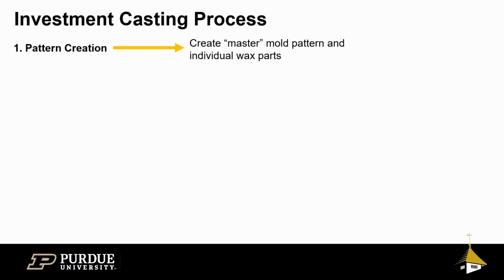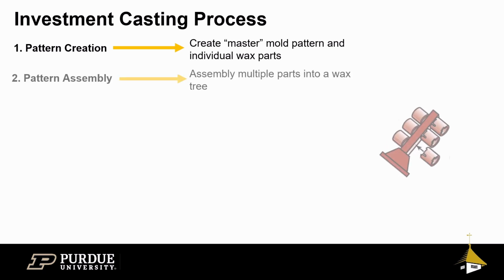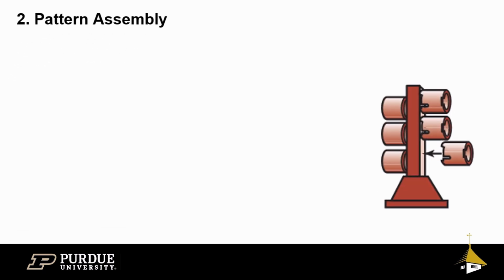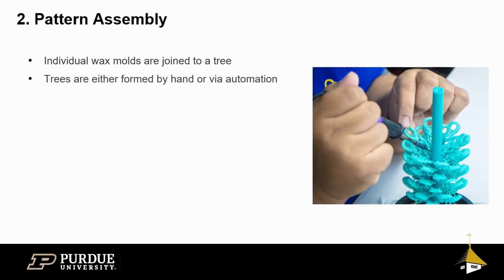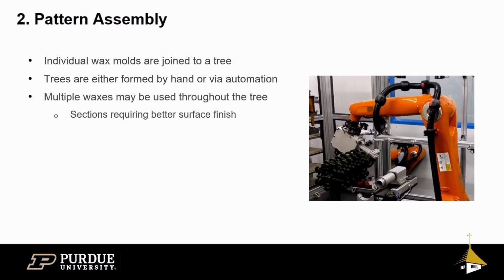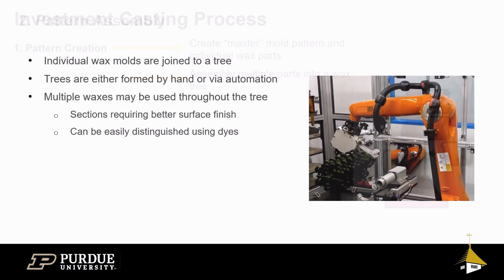Moving on to step two, once a collection of individual wax molds are created, they are joined to a central wax tree. These trees are what make investment casting so efficient for small parts as multiple parts can be created from a single pouring operation. Wax trees are formed by the hands of very experienced practitioners or by 6-axis robots. The trees can comprise combinations of different waxes and plastics that melt at different temperatures and provide different surface finishes.